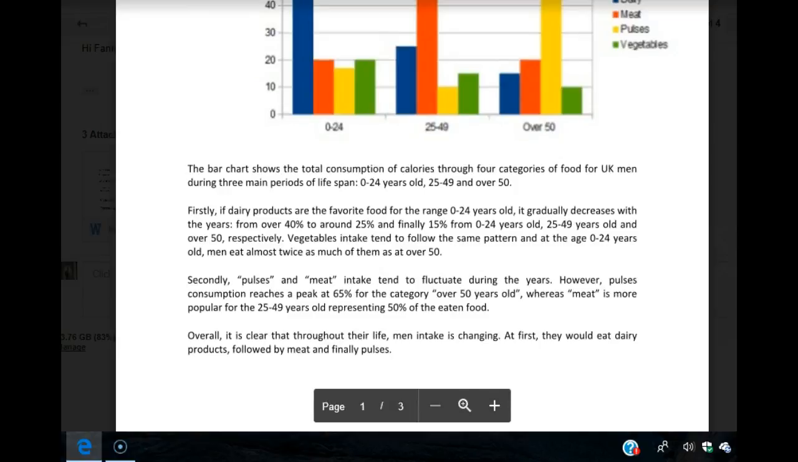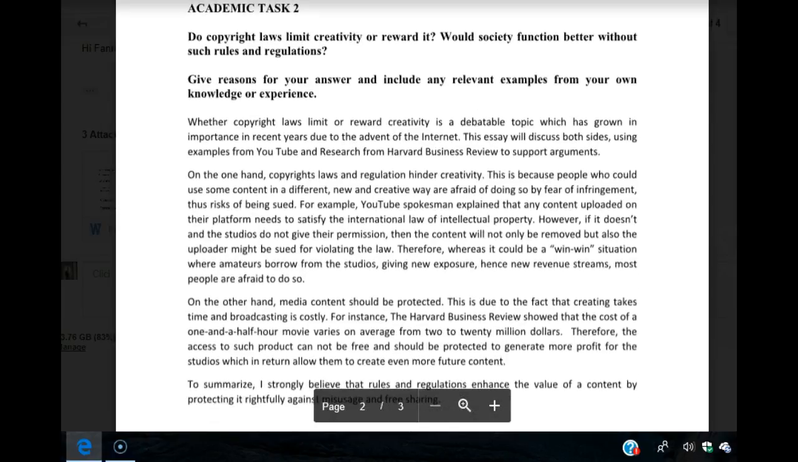Yeah, I mean, it's just different age groups of men being asked this question, so it's not really throughout one person's lifetime. I hope that helps. Let's take a look at your other essay here.